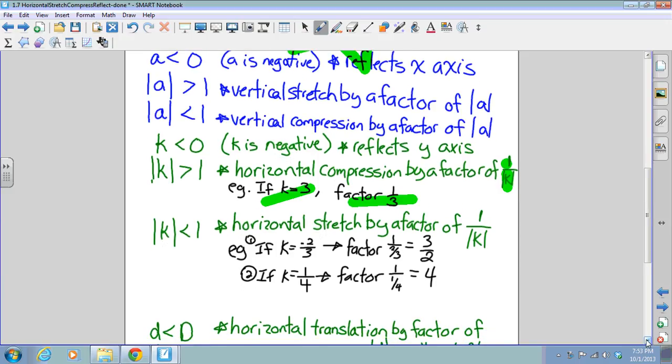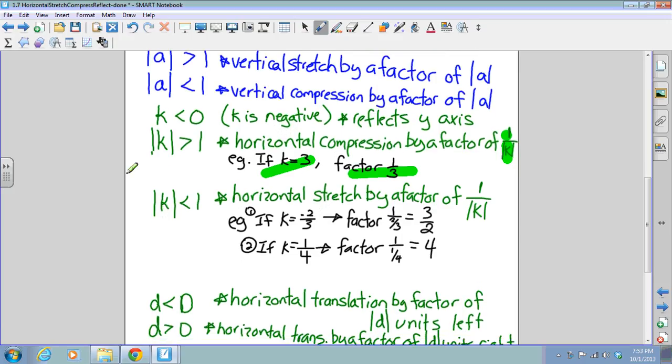Looking at the opposite for K, if K is less than 1, so between 0 and 1, we know that it's going to be a fraction, and it's going to be a horizontal stretch. Again, don't forget to put K into the formula. It's easier to take a look at the second example first, and then I'll explain the first one after.